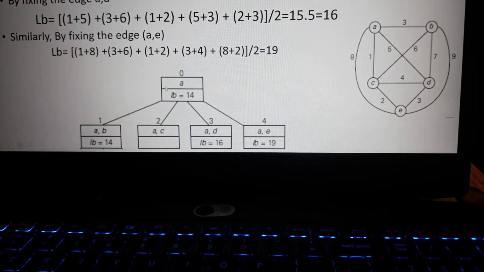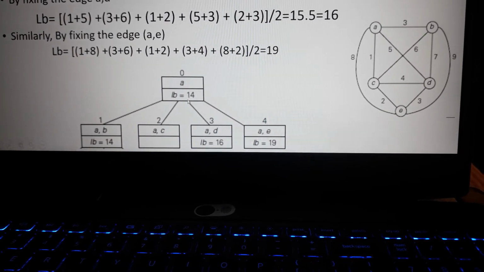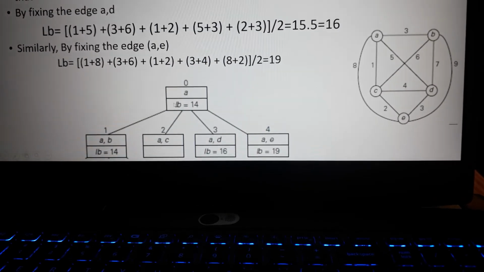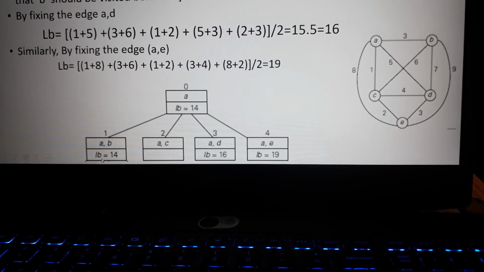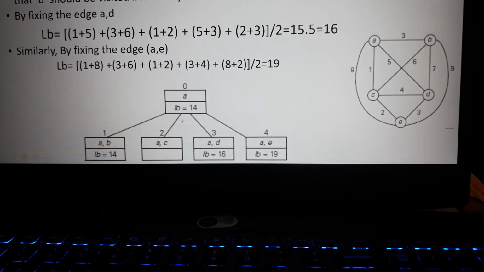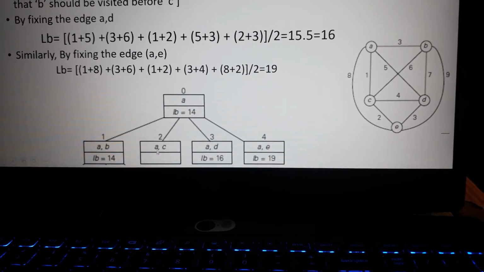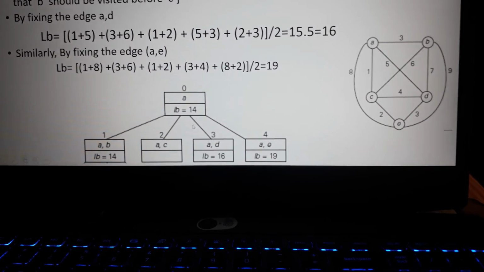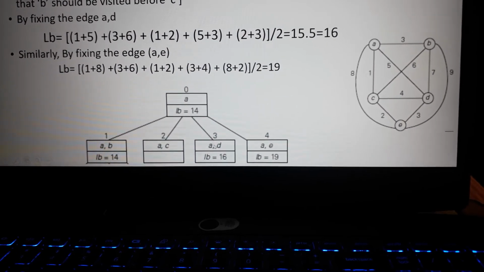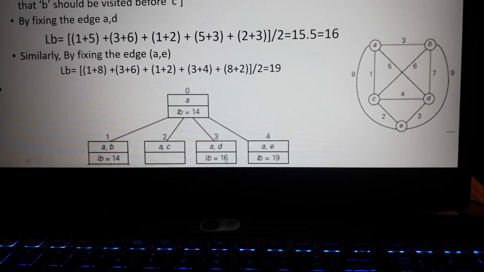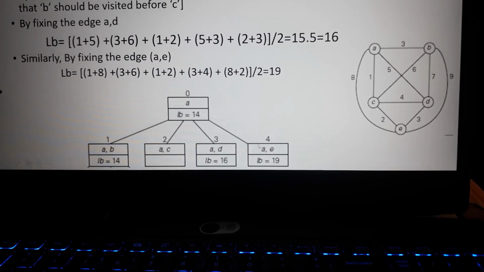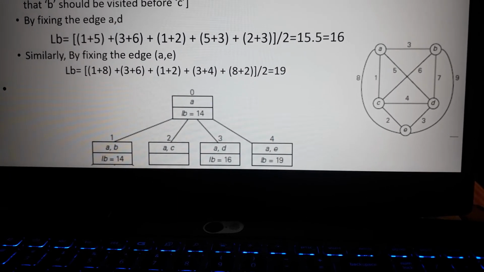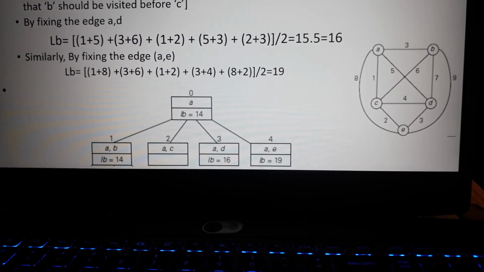We will construct the state space tree with the root as A, with the lower bound equal to 14 from equation 1. Now by fixing the edge AB we get the lower bound 14, and we cannot fix the edge AC as B should be visited before C, so we will not calculate this edge. Next we move to the other by fixing the edge AD. So the lower bound is 16, and by fixing the edge AE the lower bound is equal to 19. So we constructed all the next level nodes, that is at level 1.